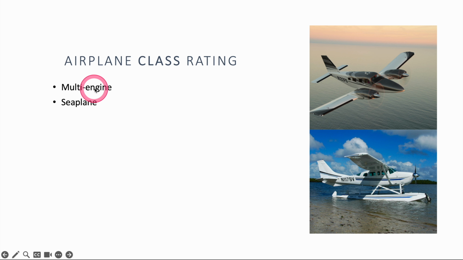Additional class ratings. Even as a private pilot, you can get a multi-engine rating on top of your private pilot certificate. So if you want to fly something like a Seminole or the DA-40, you can get a seaplane rating. You'd probably have to go up to Seattle or something to get one of those. Could be fun.